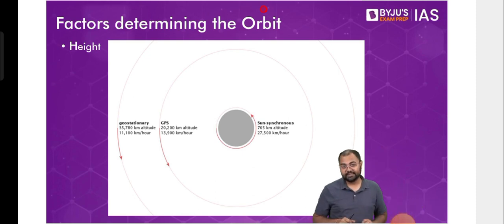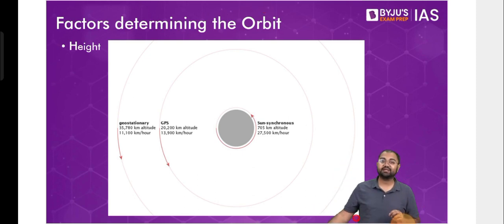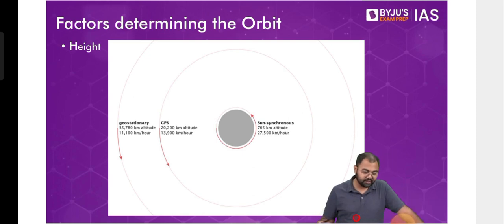Now, how do we determine the orbit? There are three criteria, or three factors, based on which any orbit is determined, and these things are very, very important. These three factors are very important when it comes to any given orbit. Largely, these are the factors that determine the kind of orbit. The first such factor is height.